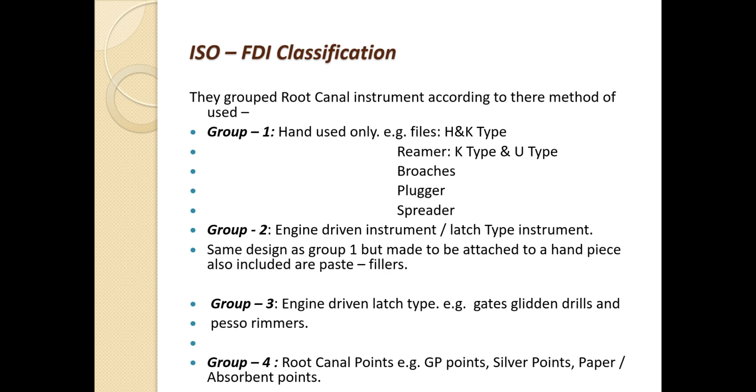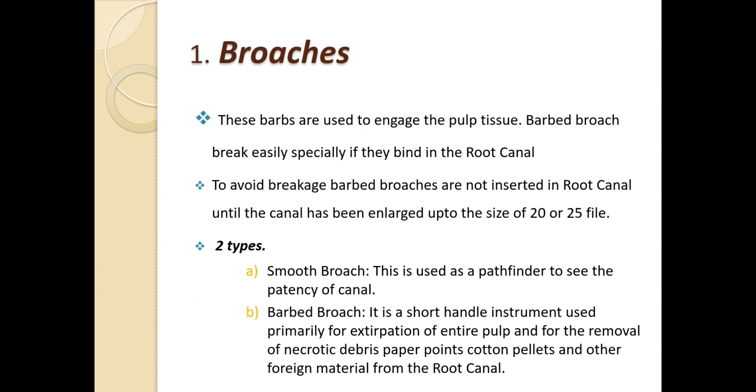Group 2 are engine driven instruments or latch type instruments, the same design as Group 1 but made to be attached to a handpiece also. Included are paste fillers. Group 3 engine driven latch type, examples Gates Glidden drills and Peeso reamers. Group 4 is root canal points, examples GP points, silver points, paper absorbent points.